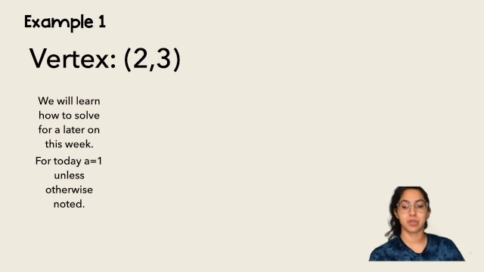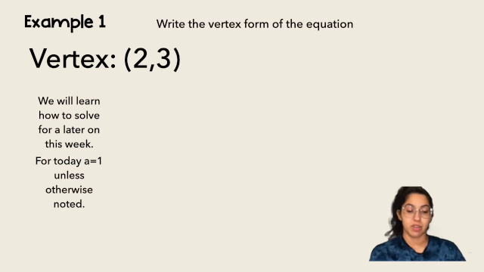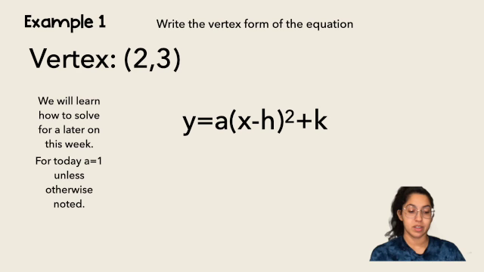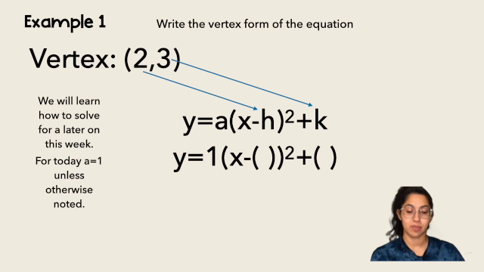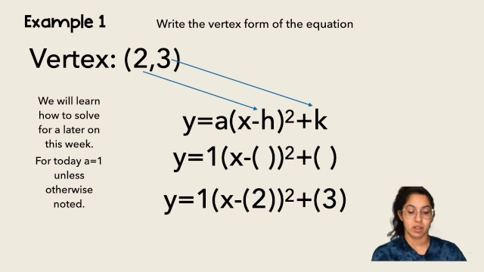So vertex 2, 3. We will learn how to solve for a later on this week. For today, a equals 1 unless otherwise noted. So all we want to do is write the vertex form of the equation. So we are plugging in 2 for h and 3 for k. And we're going to use 1 for a because they didn't tell us anything different. So right now we're just going to use 1. And I just plug it in just like that. And that's it. I'm done with that.